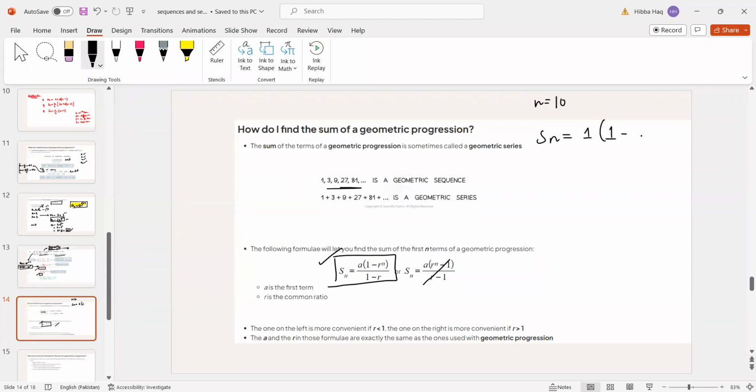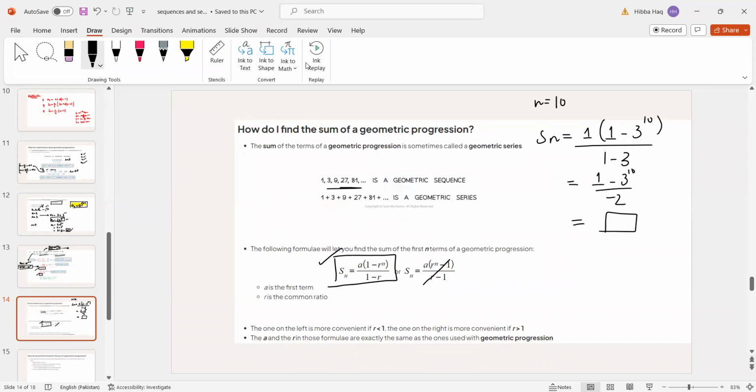1 minus R is basically, in this case, you can see that R is 3, because we're multiplying 1 into 3, 3 into 3, 9. So it's basically 3. So 1 minus 3 raised to the power of n, which is 10, divided by 1 minus 3. So just sort it out. You're going to get 1 minus 3 raised to the power of 10 divided by minus 2, and you can basically find the answer to it when you put it in your calculator.